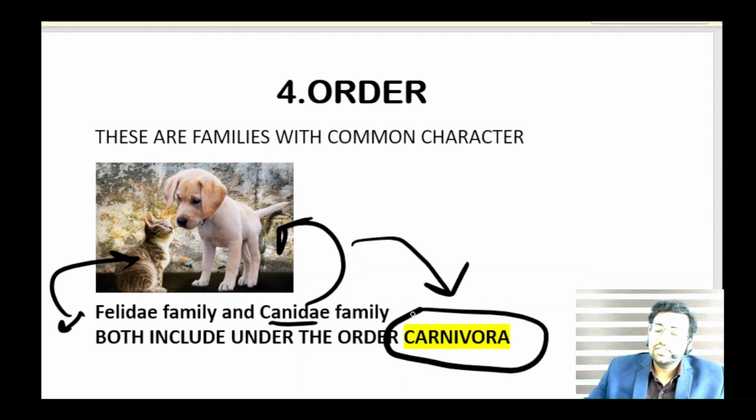They are carnivorous animals. So there is an order, namely Carnivora. Carnivora contains the Felidae family. The Felidae family contains cat, lion, tiger, and the Canidae belongs to the dog. So dog and cat do not belong to the same family, but to the same order. That order is Carnivora. They are carnivorous animals. These are families with the common character of an order. Both are included under the order Carnivora.